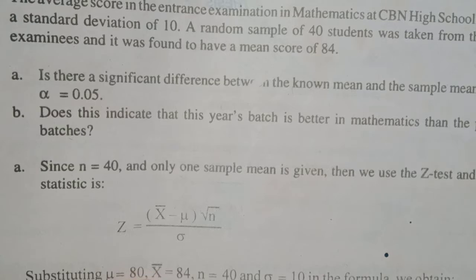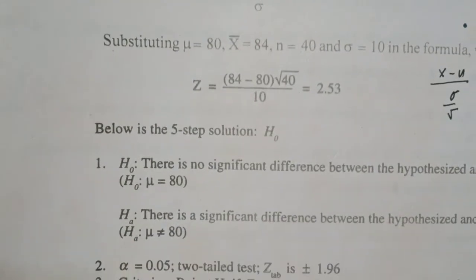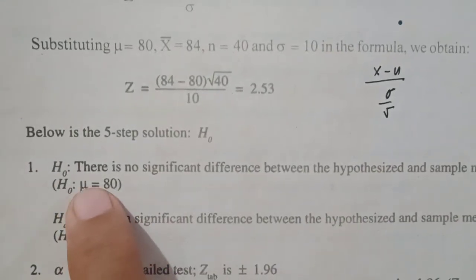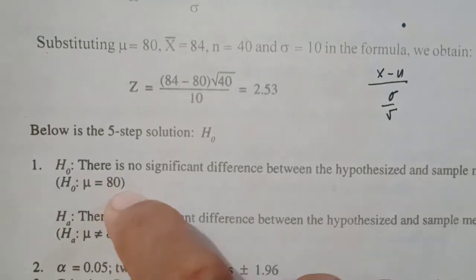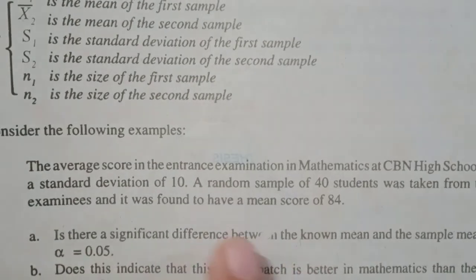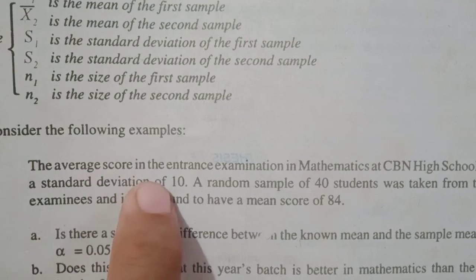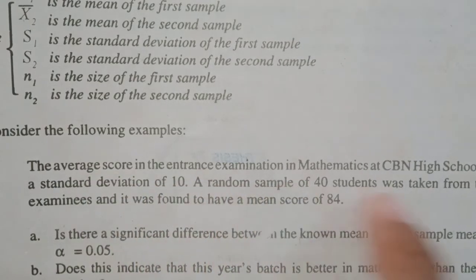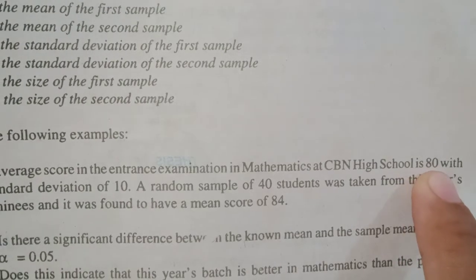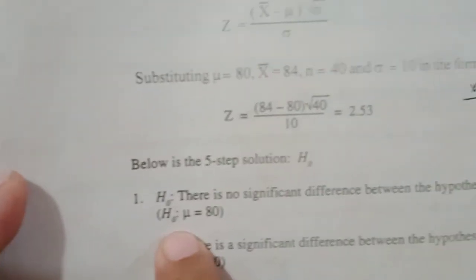Okay? First is formulate the null hypothesis. Okay. Ang ating null hypothesis is ito. Mu is equal to 80. Kasi nakalagay doon sa problem natin, ito yon, 80 with the standard deviation. The average score entrance examination is, yan. Yung is na yan, yun ang equals. So, yun ang ating null hypothesis.